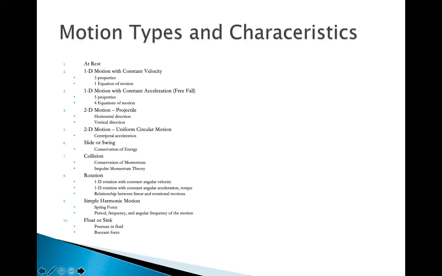And these properties are based on the system, the characteristics of the system, not exactly how you start the motion. The last type of motion, float or sink, is due to buoyant force. And we also learned pressure in liquid at different depths. So these are the different types of motions we studied.